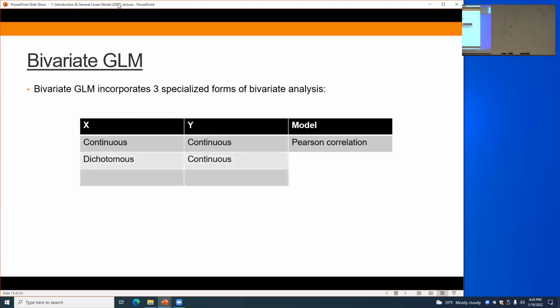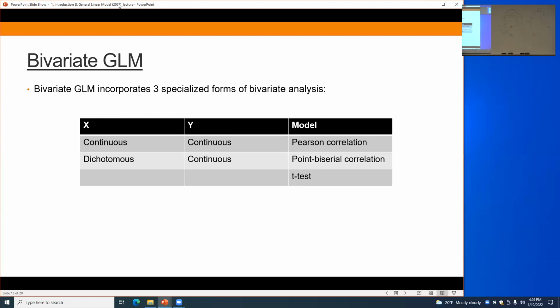If I've got a dichotomous x and a continuous y. Okay, so my predictor is just a dichotomous categorical variable. My outcome is continuous. I can run what we would call a point biserial correlation, or just run a t-test. They're the same thing. There's no difference between those. So I can run either one of them. They're mathematically equivalent to one another.